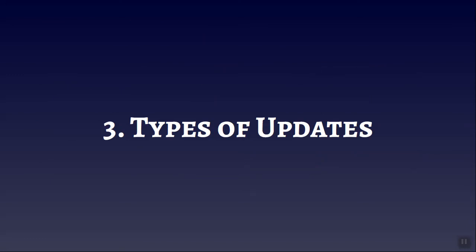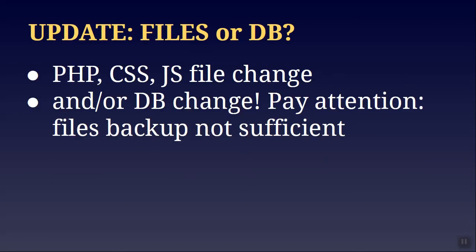What are the different kinds of updates? Well, just to remember, an update, so we're talking about WordPress core, the WooCommerce plugin, a theme, or another random plugin, can include changes to files and or changes to your database. So if it's a file change, it could be a new PHP function, maybe some fixed CSS or some new JavaScript addition, whatever it is, that's a file change.